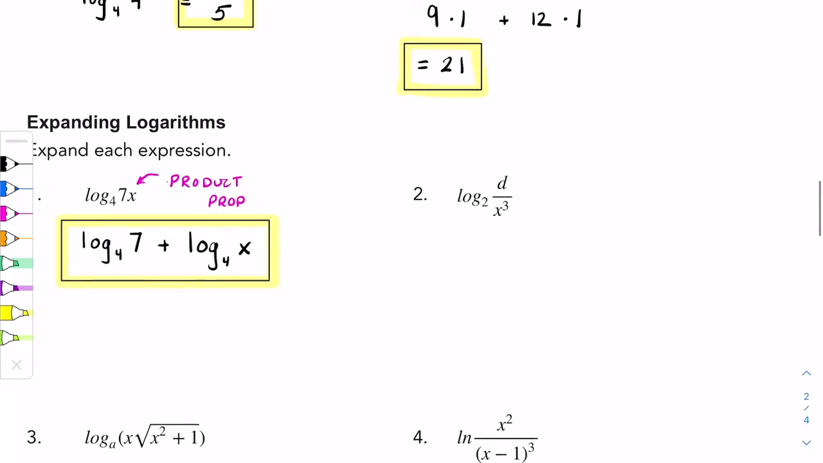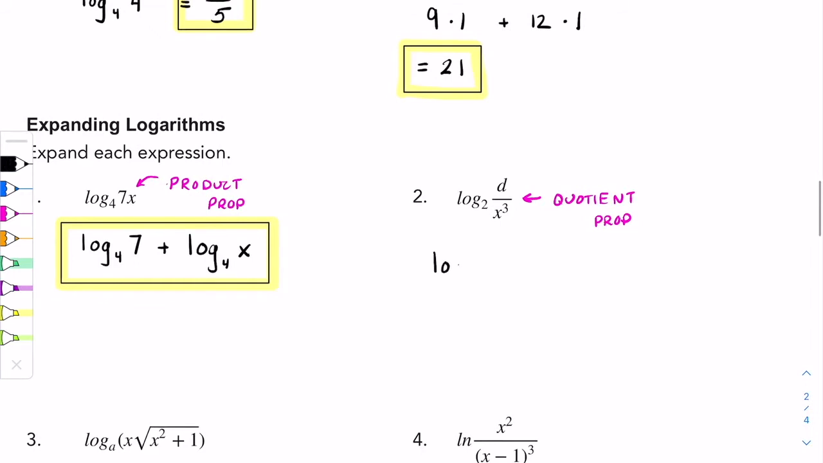Number 2 includes the quotient property. We have division right here. The quotient property can be expanded with subtraction. Log base 2 of d minus log base 2 of x cubed. This exponent is going to be the power property.